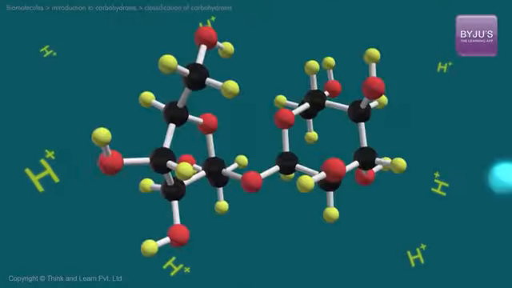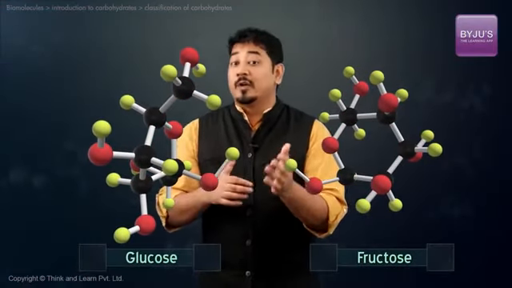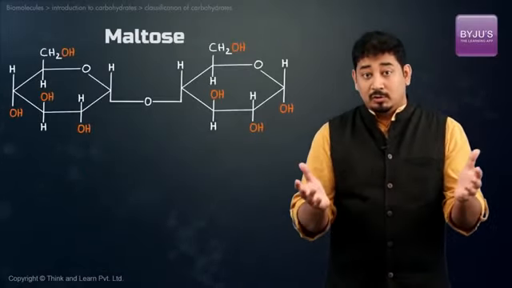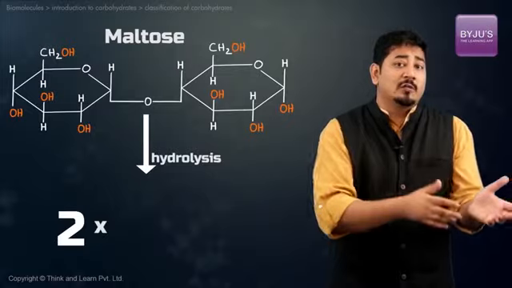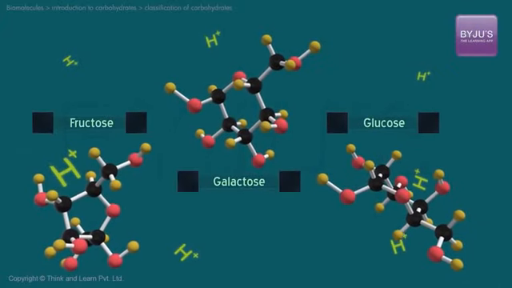Now, it is important to mention here that the monosaccharide units we get after hydrolysis may not always be the same. For example, sucrose, a disaccharide, gives glucose and fructose, which are two different monosaccharides, upon hydrolysis. But maltose, which is also a disaccharide, will give you 2 units of glucose on hydrolysis. A common example of a trisaccharide is raffinose, which gives galactose, glucose, and fructose on hydrolysis. Now, there are many such examples of oligosaccharides.